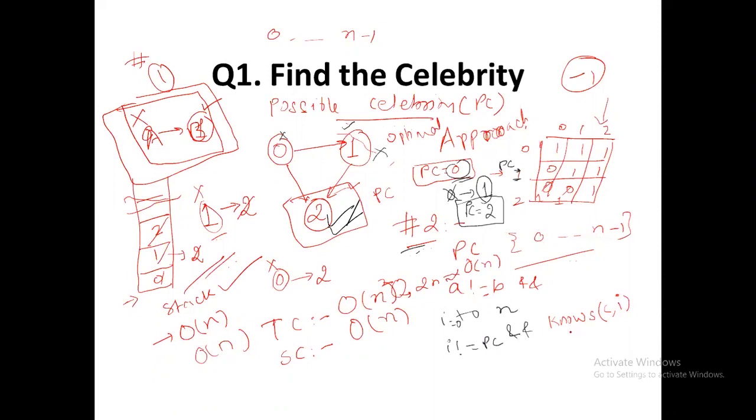But here, if the possible celebrity knows others, or if others are not knowing the possible celebrity, that means we are going to return -1, right? This is the condition. Else we are going to return our possible celebrity. Sounds good? So now let's code.